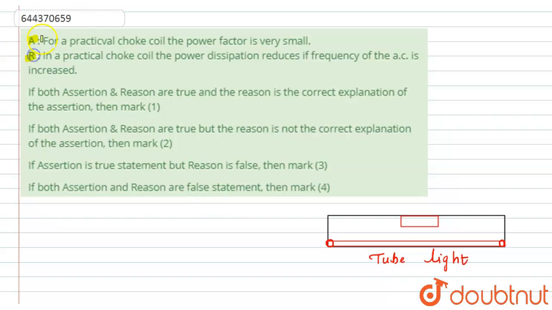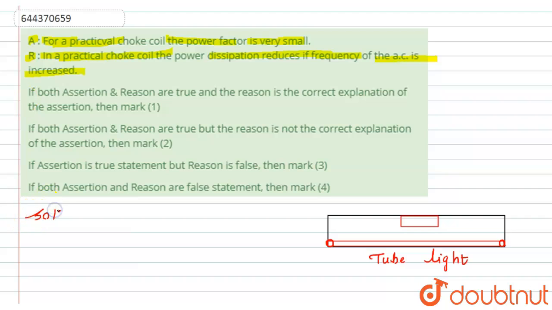Hello students, this question is based on assertion and reason. We have to state whether both are correct or not, and whether the reason is the correct explanation for the assertion or not. First, let's see the assertion: for a practical choke coil, the power factor is very small. Reason: in a practical choke coil, the power dissipation reduces if the frequency of AC is increased. Let's see the solution.